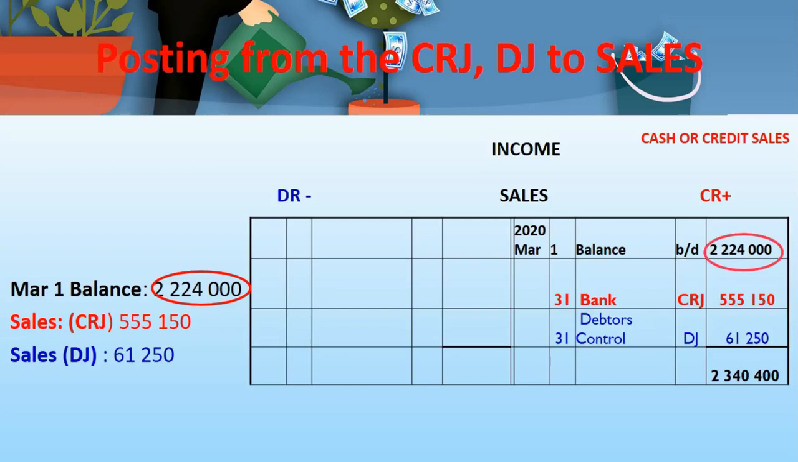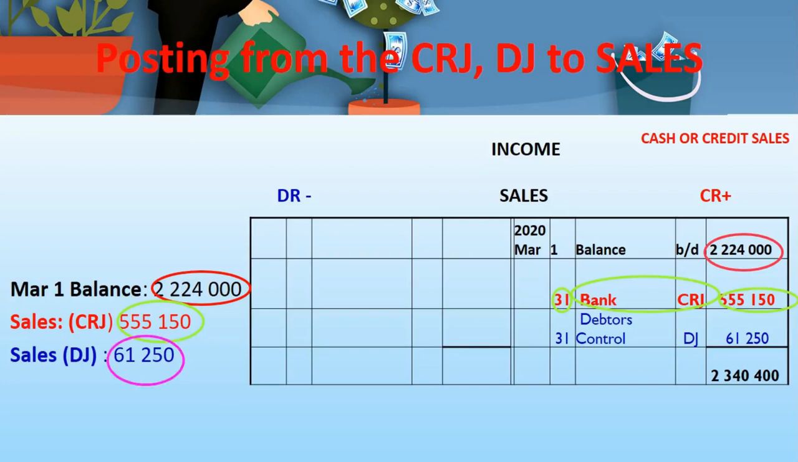Then we add our totals for the month. So our total for the CRJ, this means that this is cash sales which have come in. And we have a total there of 555,150. So if we post that to the general ledger, so on the 31st of March, using the detail of bank from our CRJ, we have our total of 555,150.